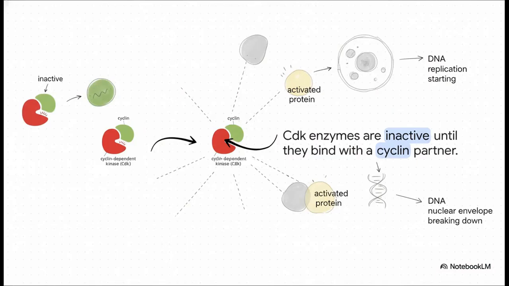And here you can see that core mechanism in action. You've got an inactive CDK enzyme, just hanging out. Then its specific cyclin partner shows up and binds to it. This creates an active complex, which then acts like a switch. It goes around and phosphorylates other proteins, which is just a fancy way of saying it turns them on, to trigger all the key events, like starting DNA replication or breaking down the nuclear wall.